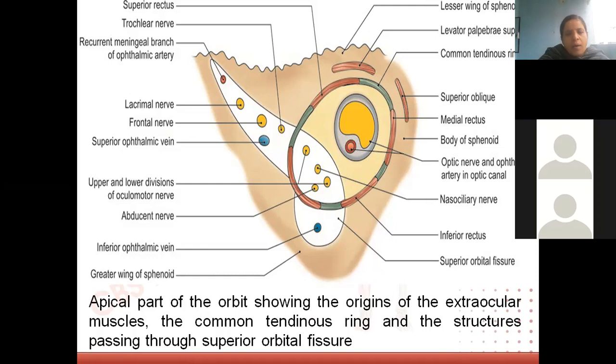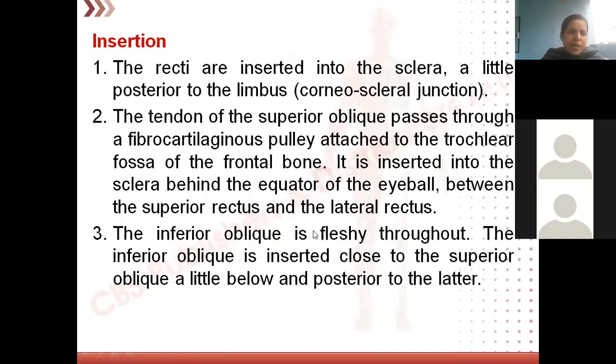So that means surrounding the optic canal, we have the common tendinous ring of Zinn, which is a common point of origin of all muscles: superior rectus, inferior rectus, medial rectus, lateral rectus. From the lesser wing of sphenoid bone, we have superior oblique and levator palpebrae superioris also. This is the superior orbital fissure, which gives passage to the third, fourth, fifth, sixth cranial nerves, ophthalmic artery branches and ophthalmic vein tributaries.